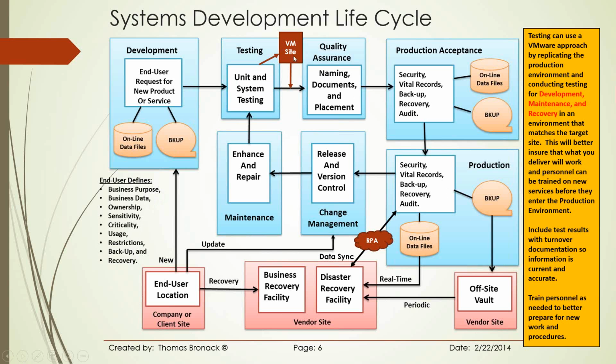Whatever testing is done, the output of that test, if it's successful, is added to the documentation going from the development and testing area to the quality assurance area. In that case, they'll make sure all the documentation that's necessary is available and that it's all at the same version and release level. Once that's all compiled, they'll then turn it over to production acceptance, and they'll set up the production environment to receive and process the new application.